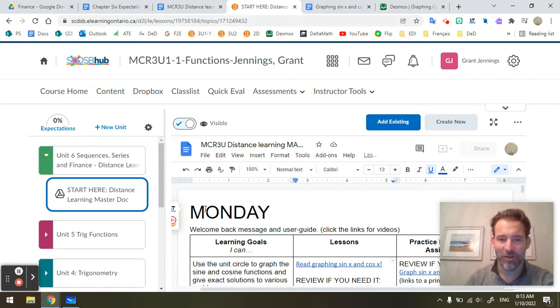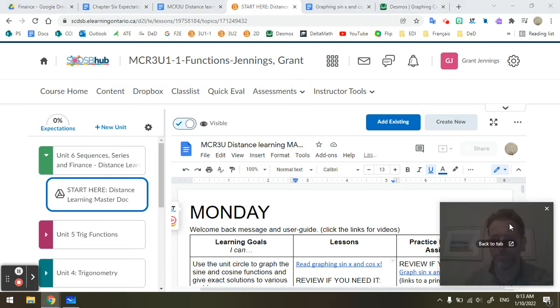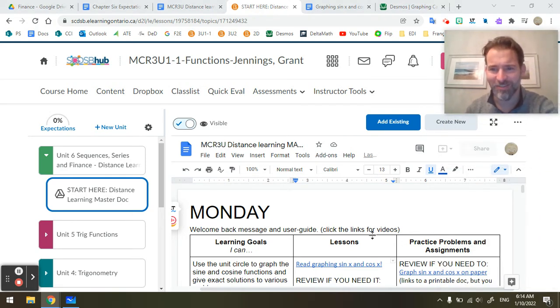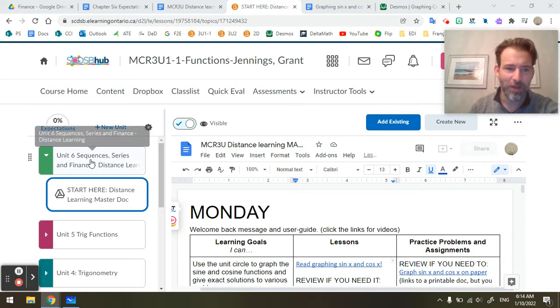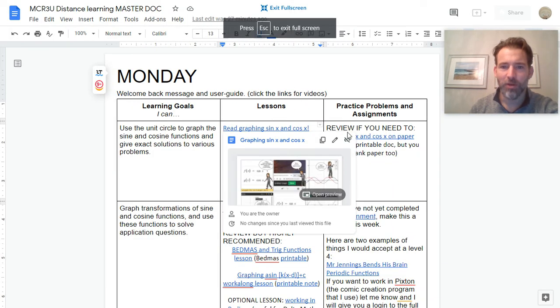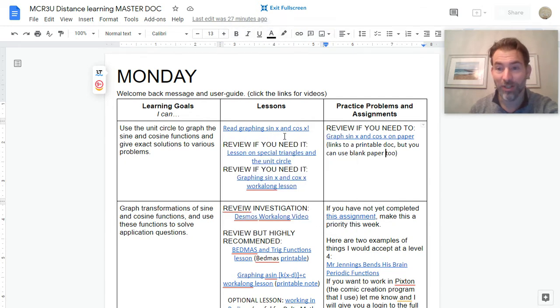And let's carry on today with sinusoidal functions, periodic functions, and we're going to be connecting that with the material in our next unit. Very exciting stuff. So if you've come here to the Distance Learning Master Doc, you will have already gotten familiar with graphing sin x and cos x in Desmos, and we're going to take a brief look at some important instructions in there.